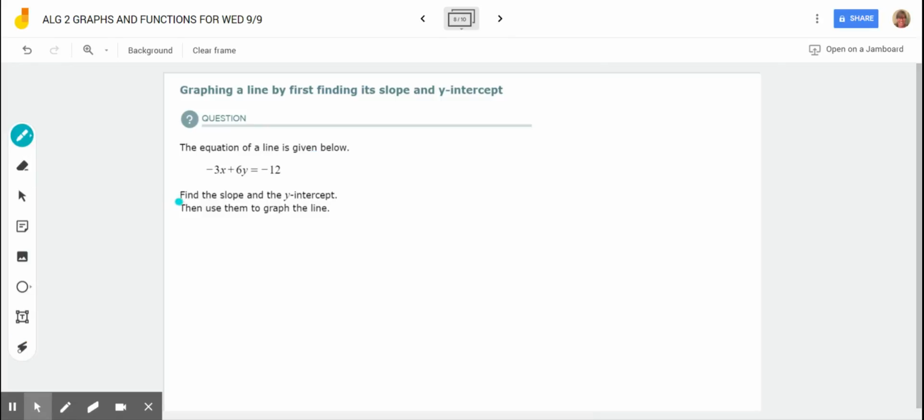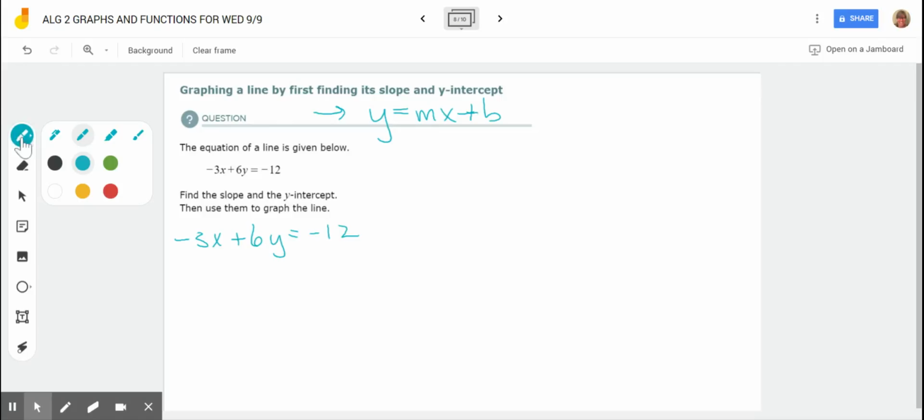The equation of the line is given. Find the slope and y-intercept and then use them to graph the line. So basically they're asking you to change it to y equals mx plus b and then use that to graph the line. So we're going to do that. Let's do that. Negative 3x plus 6y equals negative 12.